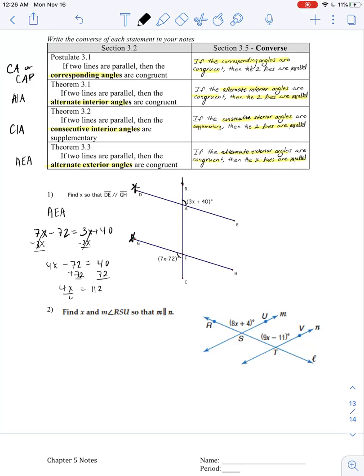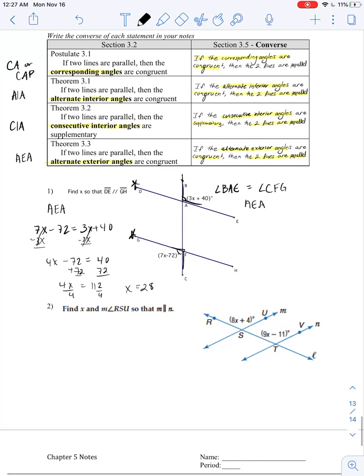Add 72. So 4x equals 112, divide by 4, x equals 28. Again, what we're saying here is if we know that this angle, angle BAE, is equal to angle CFG, if we set them equal, that means our alternate exterior angles are congruent, and therefore the lines would be parallel.